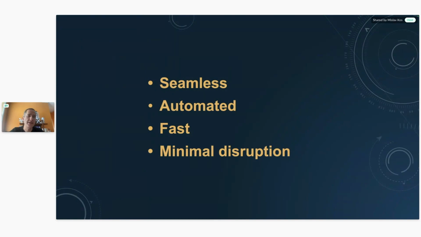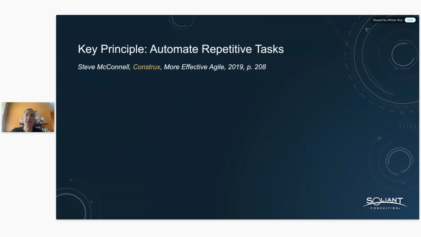So at Soliant, we pay a lot of attention to how we manage our software projects, and there's a consulting company called Construx that we paid attention to over the years. It was founded by a guy named Steve McConnell. A couple of years ago, he wrote a book called More Effective Agile, and throughout the book, he peppered it with these key principles, as he called them. One of them is automate repetitive tasks.